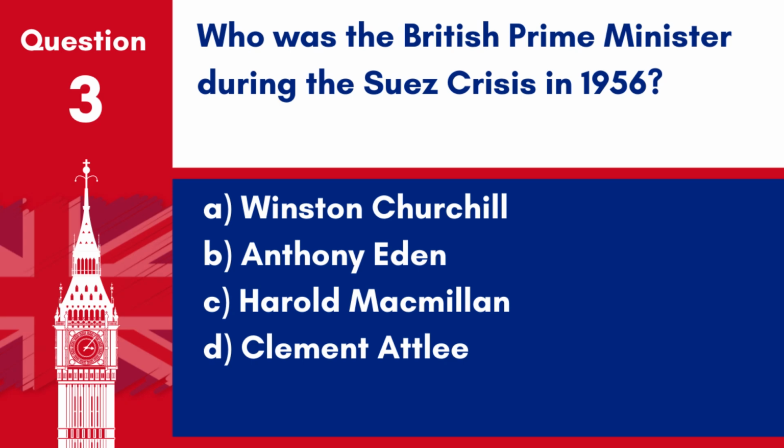Question 3. Who was the British Prime Minister during the Suez Crisis in 1956? A. Winston Churchill. B. Anthony Eden. C. Harold Macmillan. D. Clement Attlee. Answer: B. Anthony Eden. Anthony Eden was the British Prime Minister during the Suez Crisis in 1956.